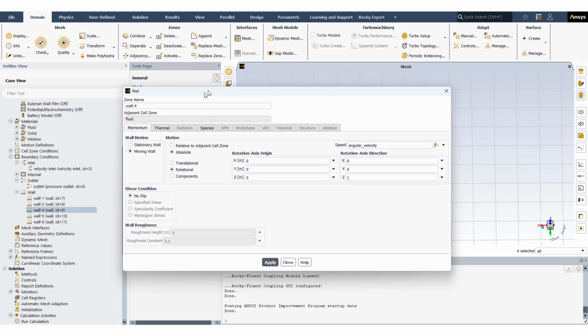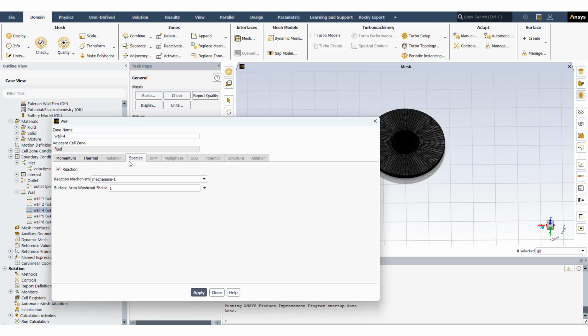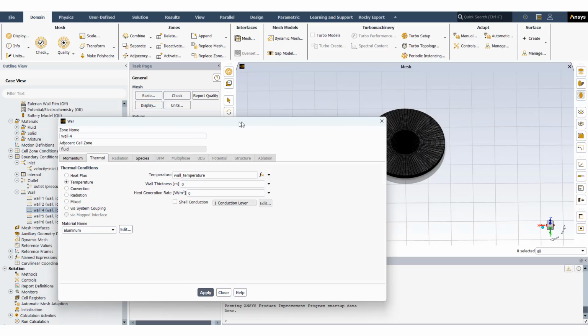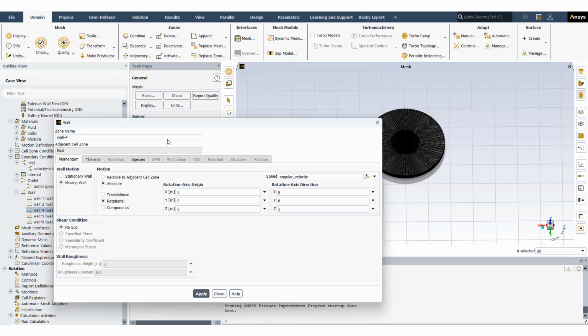To make sure that the reactions happen at wall 4, we have to specify a reaction and link the reaction mechanism 1, and we've also specified a wall temperature for that surface. Another important thing is this disk is moving at a certain angular speed, so we've specified an angular speed as an input parameter as well, with a rotation axis direction on the z-axis. So it's a rotational motion that we've defined as a moving wall.